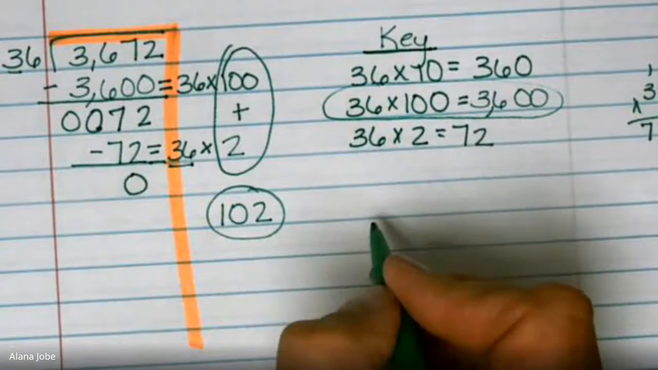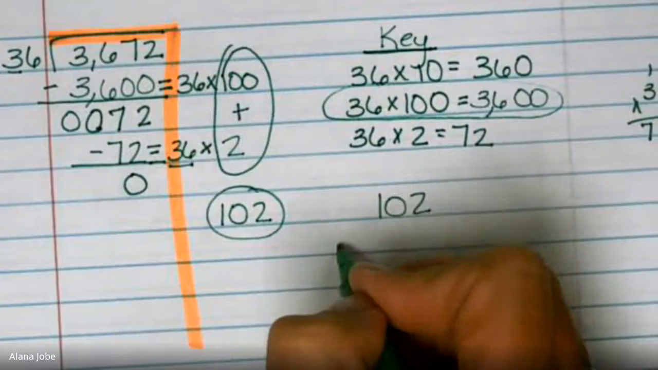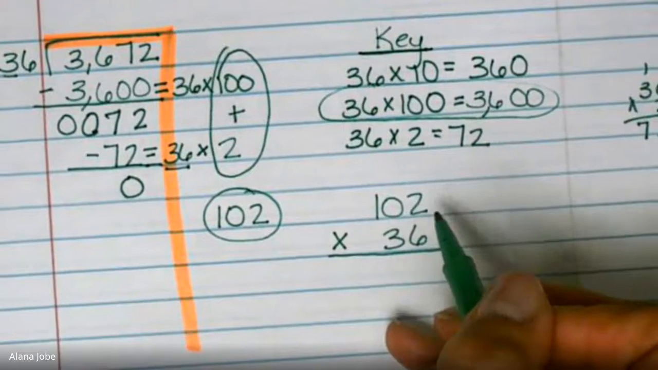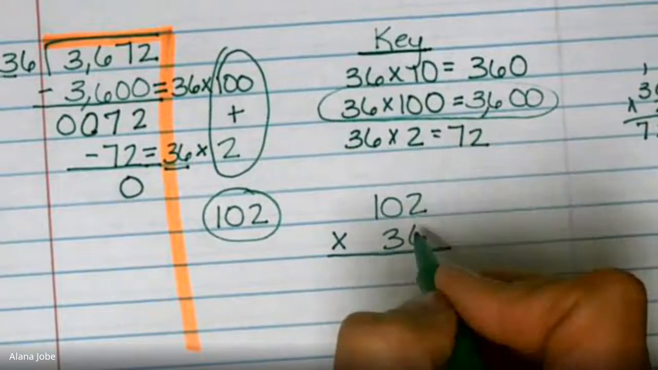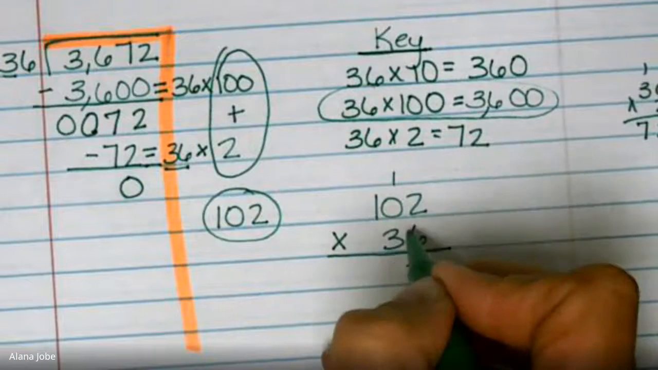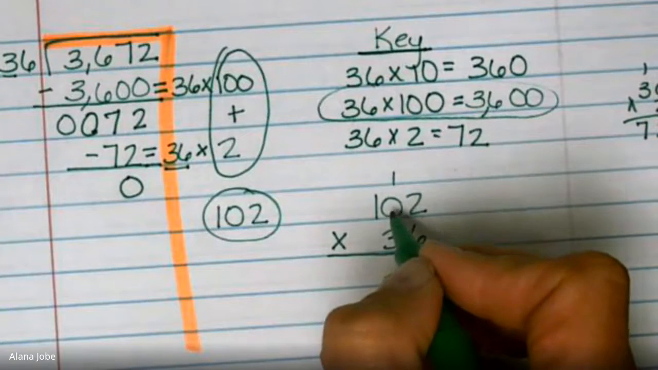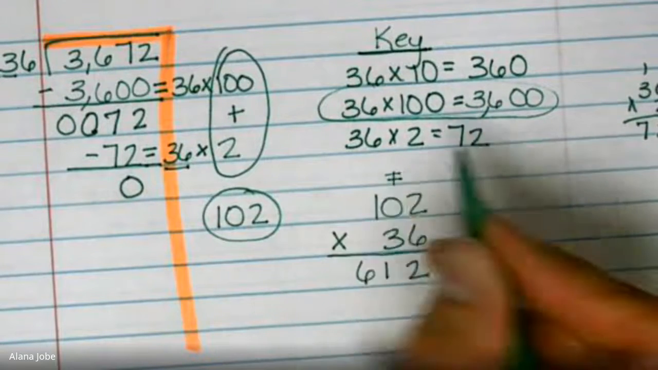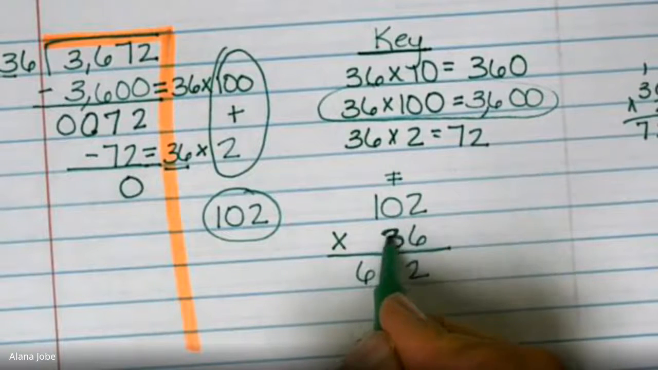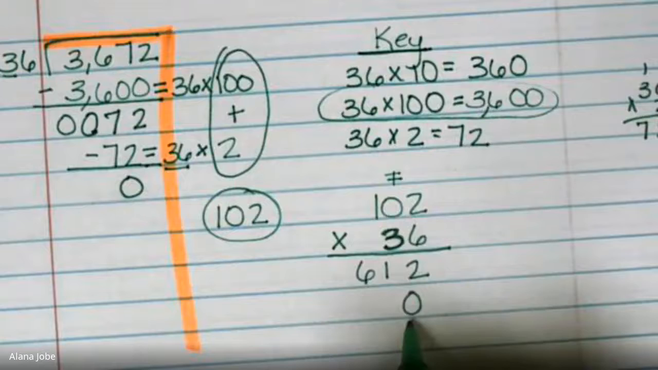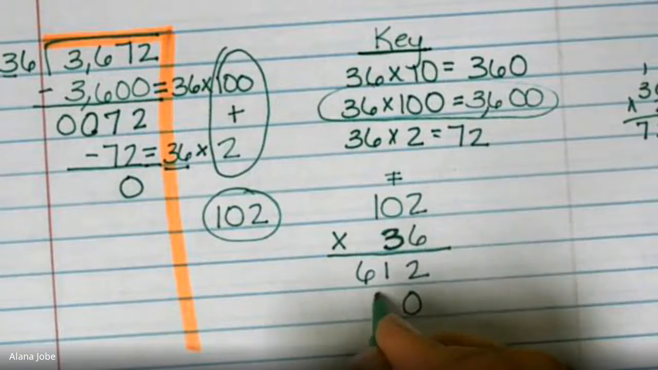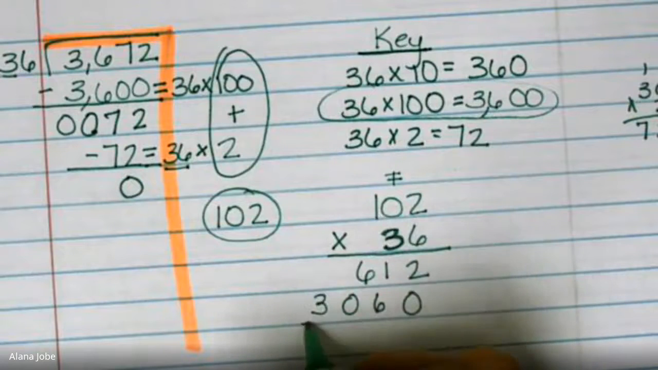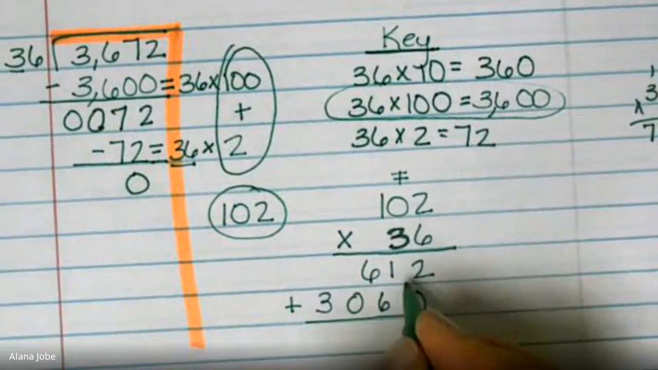I can check my work by multiplying 102 times 36. And we practice to always put the factor with the most digits on top. 6 times 2 is 12. 6 times 0 is 0 plus 1, and 6 times 1 is 6. I'm really multiplying by 30, so I have 0 as my placeholder. 3 times 2 is 6. 3 times 0 is 0. 3 times 1 is 3. And I'm going to add these together.